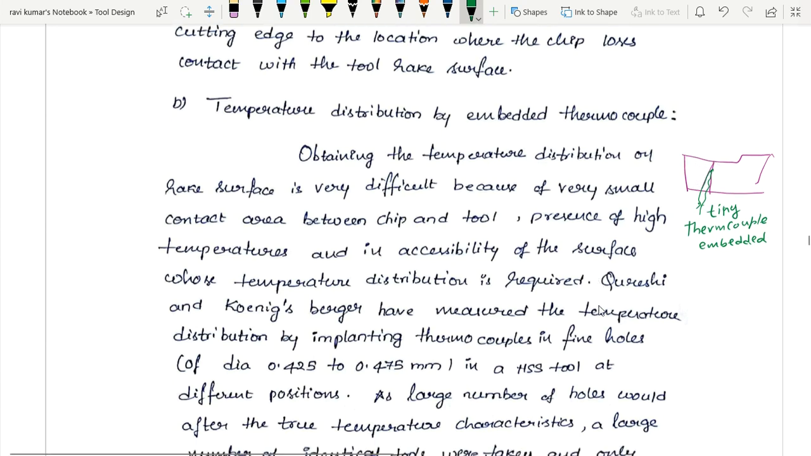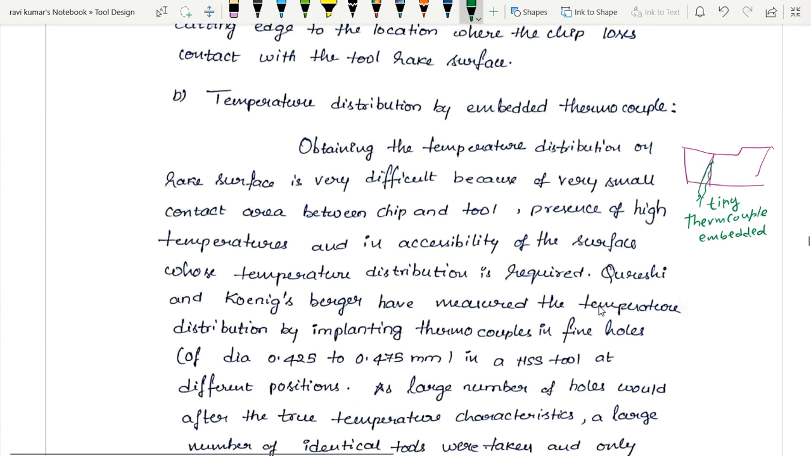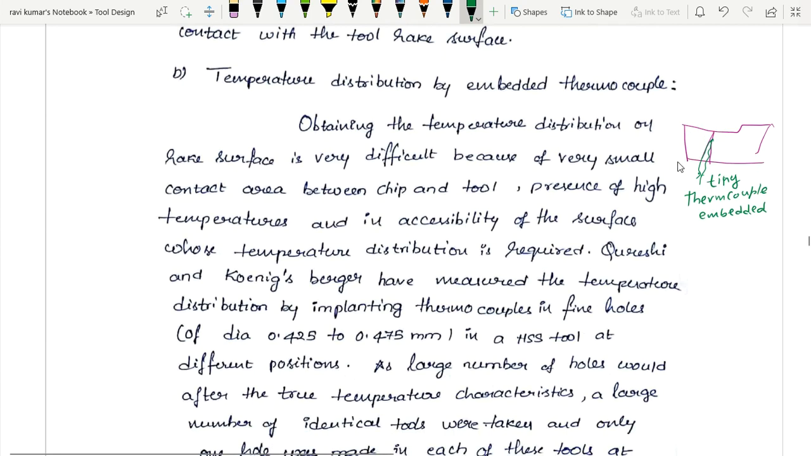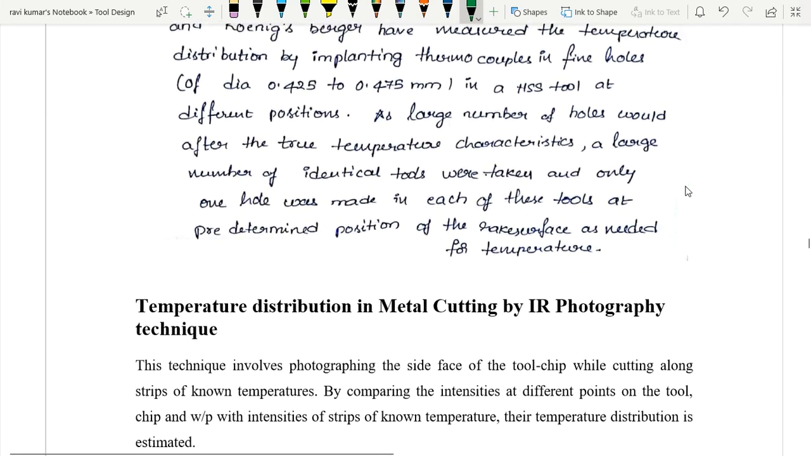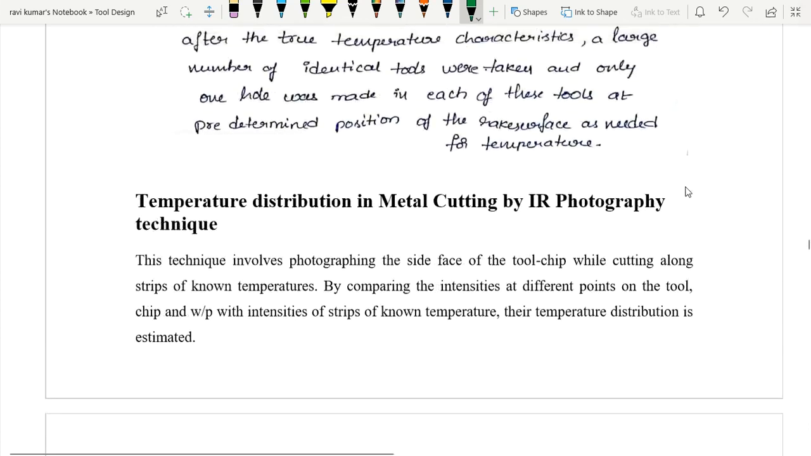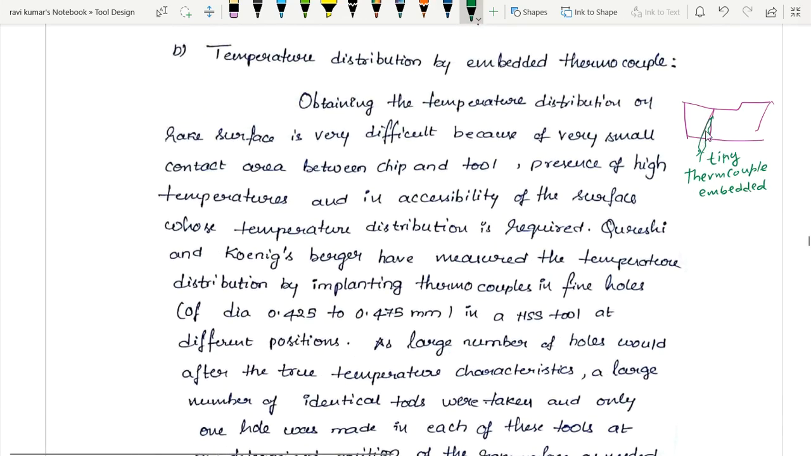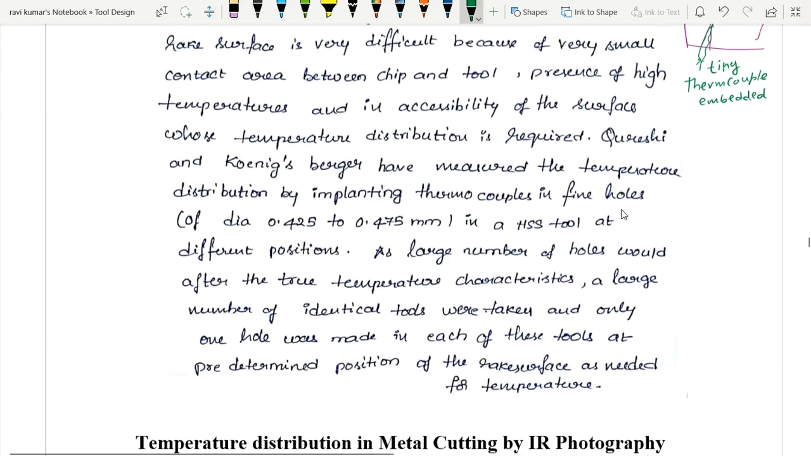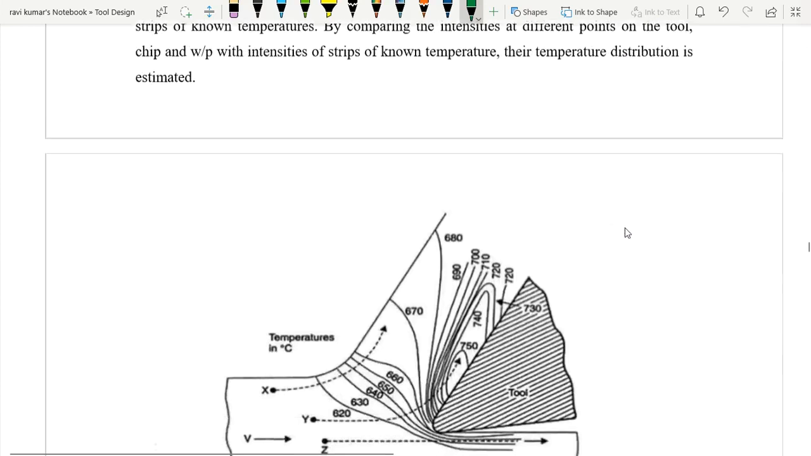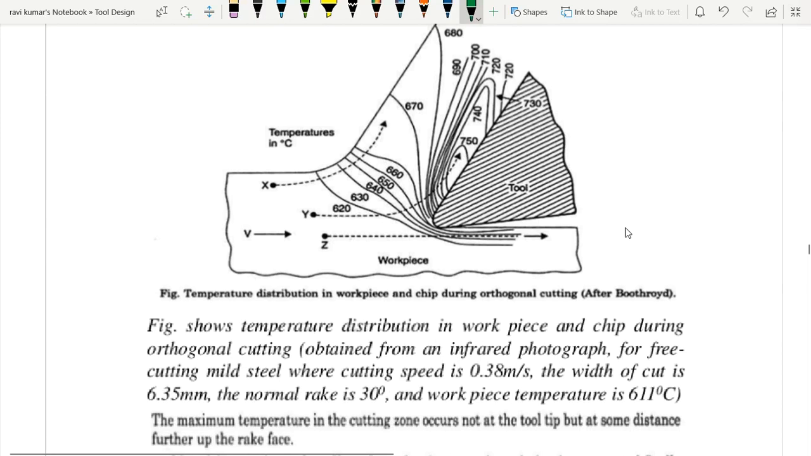So if I go on planting such small thermocouples, however small they are, they are going to damage the cutting tool. So what I have to do is take multiple cutting tools, and in each cutting tool plant the thermocouple and perform the cutting operation. This I have to do in similar conditions so that I will be able to obtain the temperature distribution. So a technique where it is possible for me to get the temperature distribution without this embedding is IR photography. What is this IR photography?